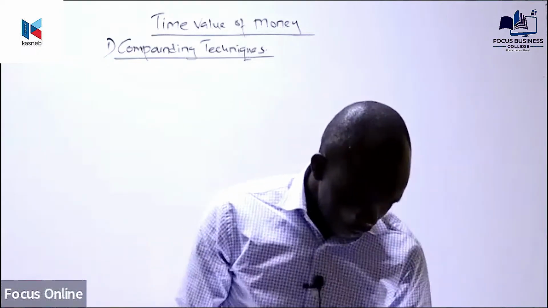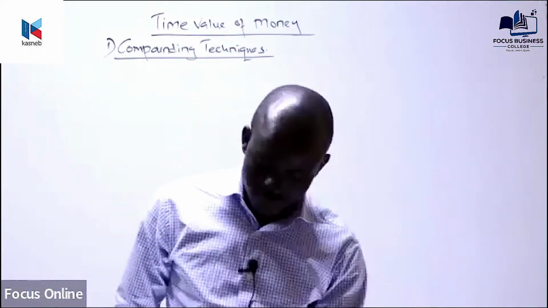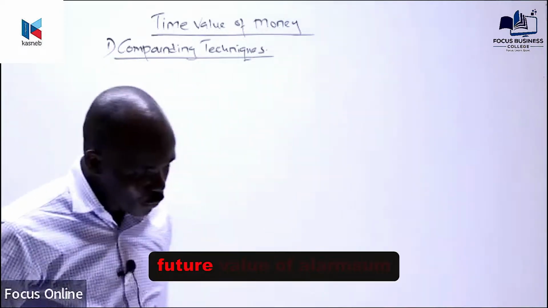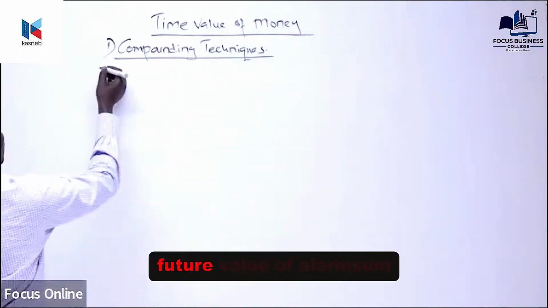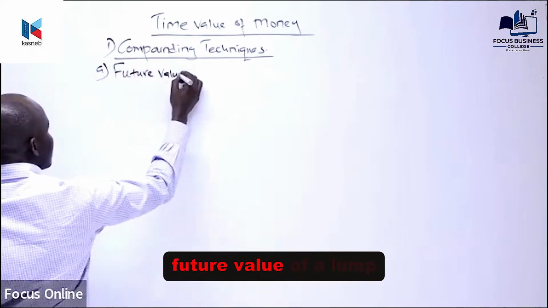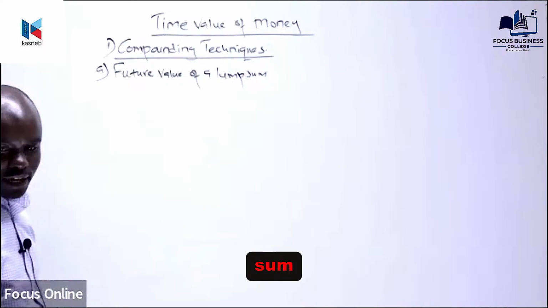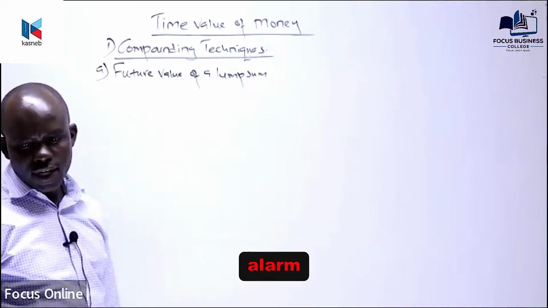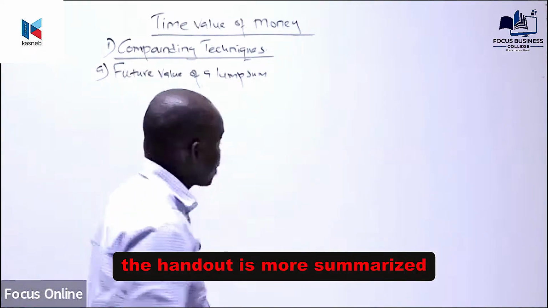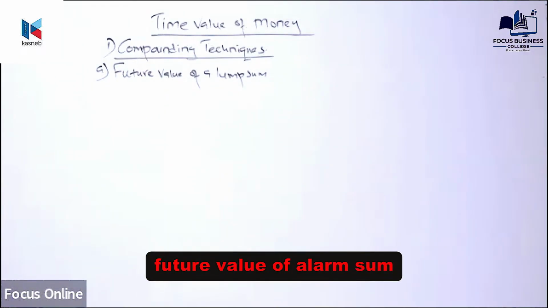So just write concepts of compounding, or compounding techniques, and we start with the first one: future value of a lump sum. Alan? Okay, I will share, but the handout is more summarized. So we start with future value of a lump sum.